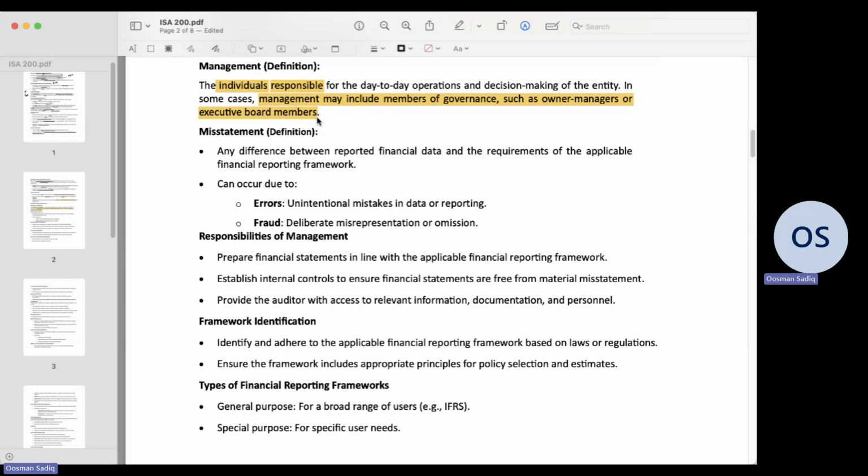I don't think there is any difficulty in this one. Misstatement, any difference? Okay, so this is important. It is a difference between the reported financial data and the requirements of the applicable financial reporting framework. Right now, for simplicity's sake, it is simply A minus B.